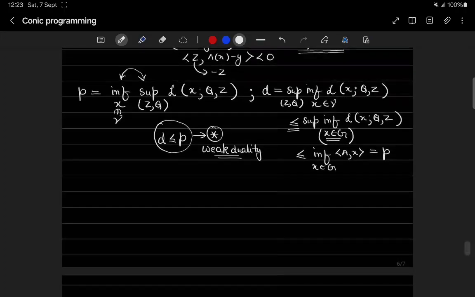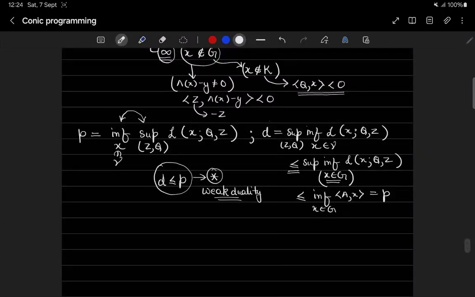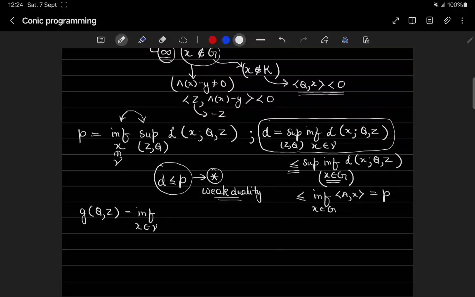Now we will talk about the dual problem. So let's talk about the dual problem now. For talking about the dual problem, I will use this expression here. And what I will do is I will say, let g of (q, z) be equal to the infimum over x belonging to V of L(x, q, z).